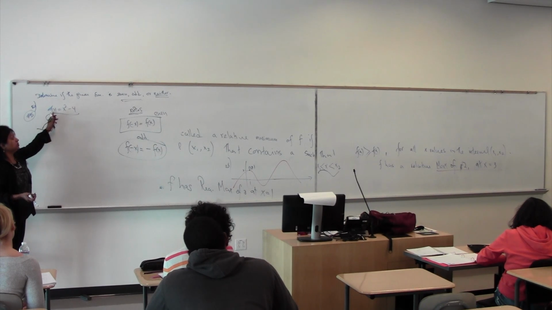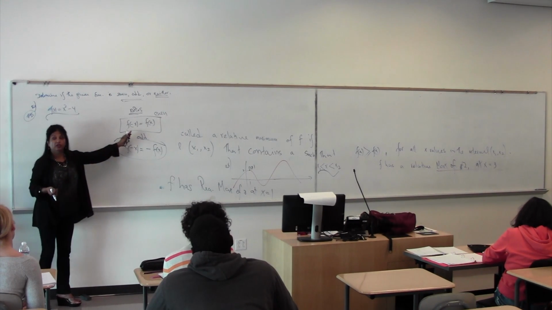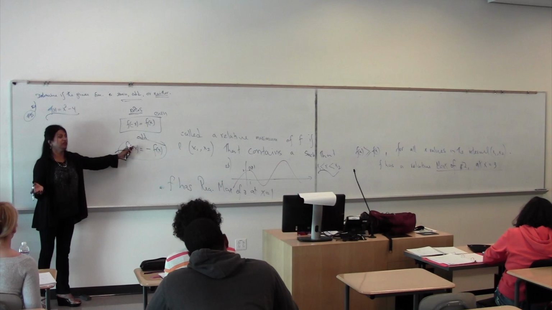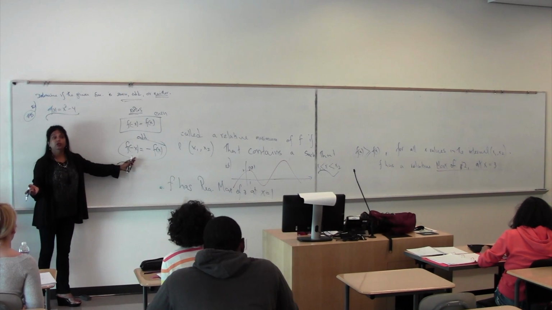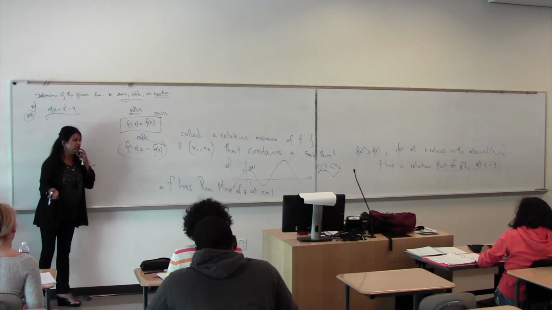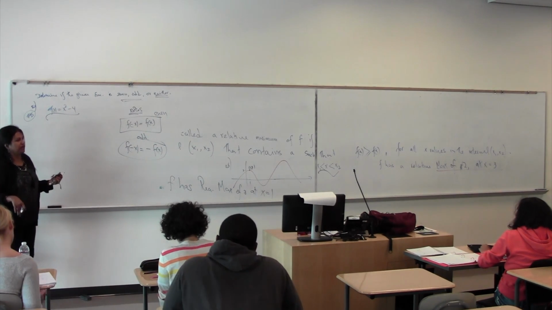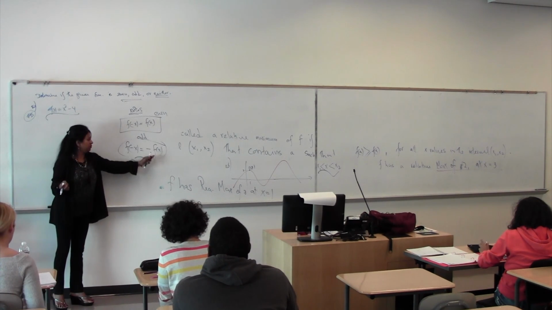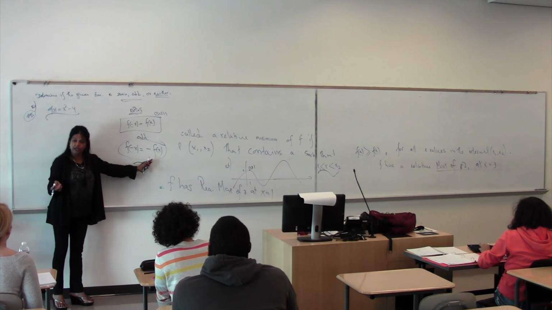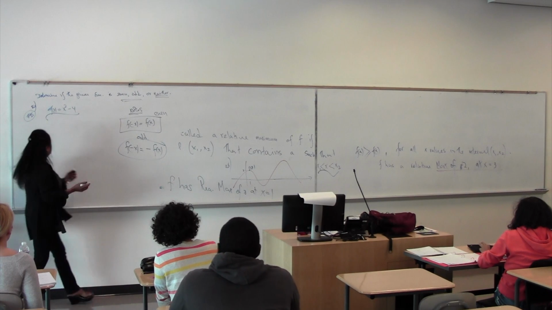Plug in instead of x, what are we going to check for here? Negative x. Always check for negative x, even for the even case, negative x, and the odd case also negative x. You see that? So always check for negative x. If we can come up with this, we can say even. If we can come up with this, we are going to say odd. So check for negative x.